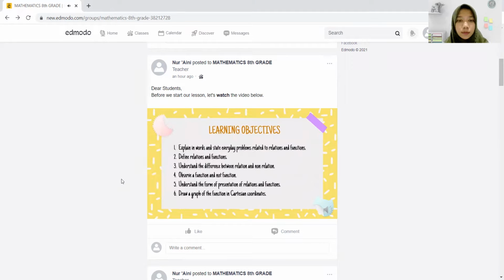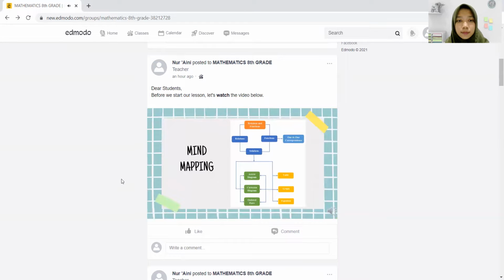Learning objectives. First, explain in words and state everyday problems related to relations and functions. Second, define relations and functions. Third, understand the difference between relation and non-relation. Fourth, observe a function and not function. Fifth, understand the form of presentation of relations and functions. Sixth, draw a graph of the function in Cartesian coordinates. And the last, this is the mind mapping of relations and functions.